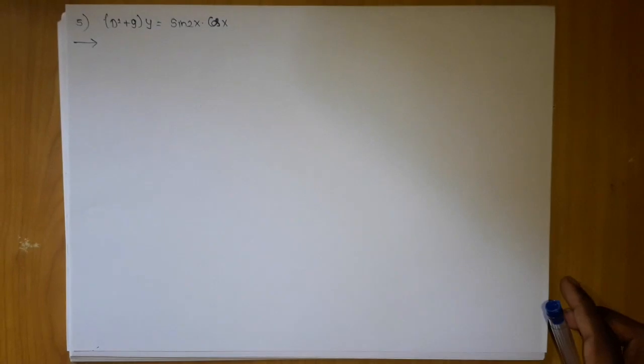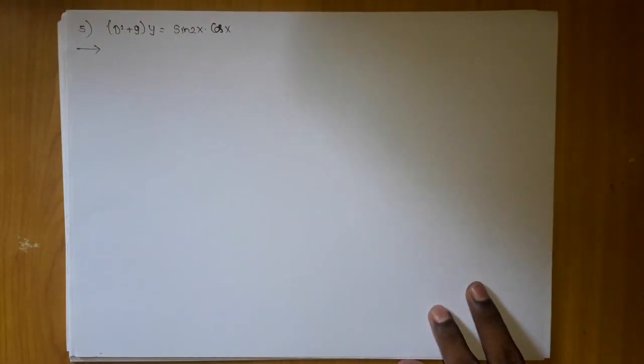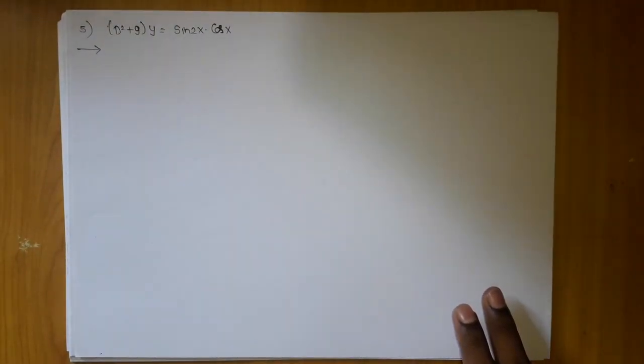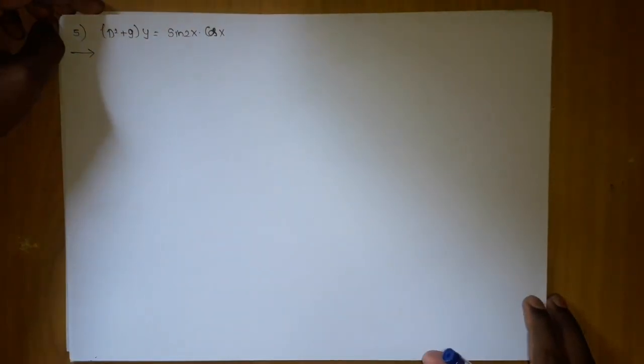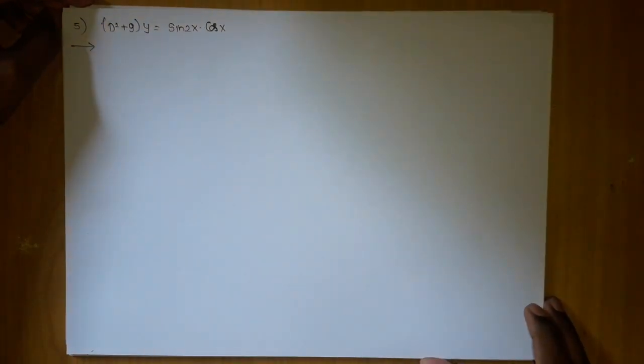The fifth problem says (D square plus 9) y equals sin 2x into cos x. How are we going to solve this? It's going to be a good question, because here some old concepts are going to be reused.